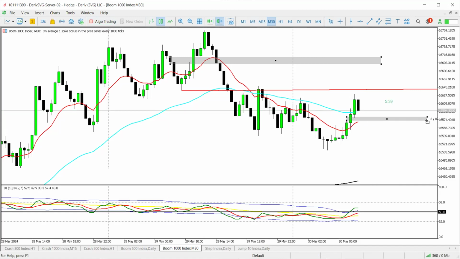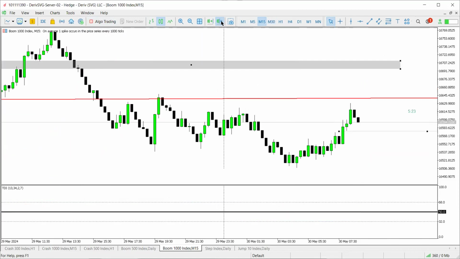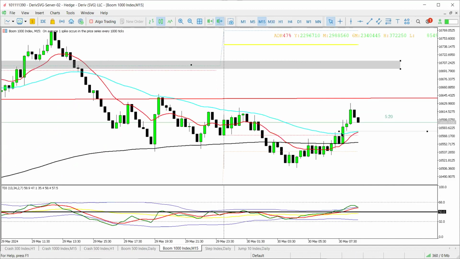Let's do this. Got a tiny fair value gap right there. My indicator is failing to get there, but let me just mark the line where the fair value gap is. So if we come back to M15, it's right within this order block area. So a point of interest to just look at is right here.